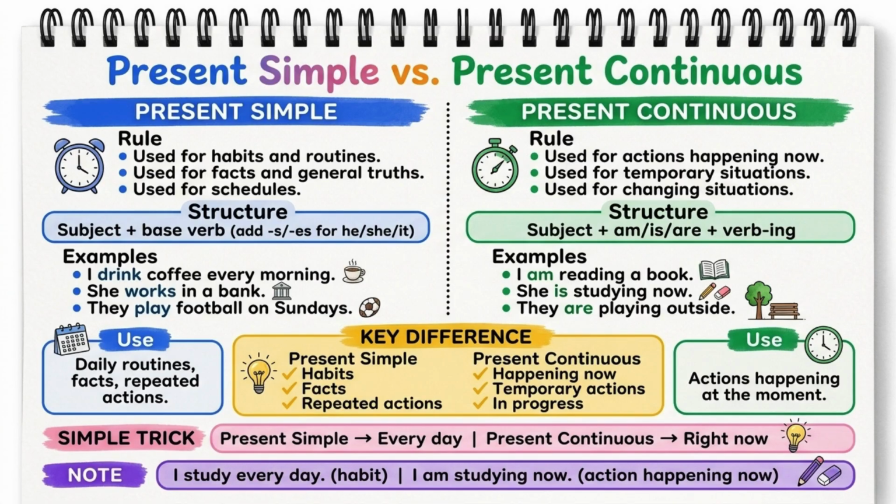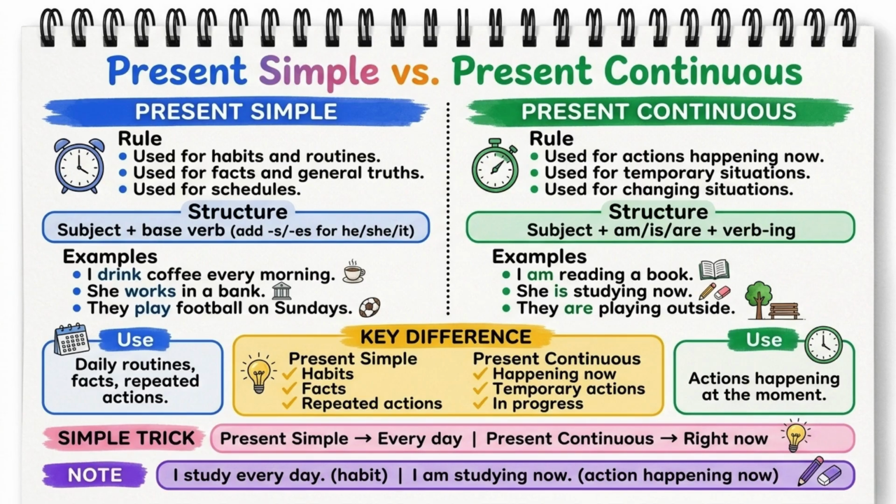So, what is the key difference? The present simple describes habits, routines, facts, and repeated actions. The present continuous describes actions happening now or temporary situations.